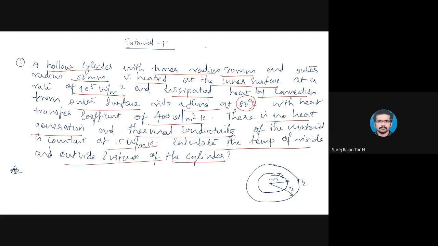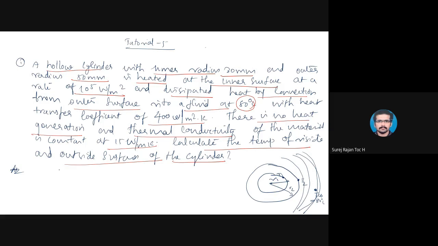Okay, that's clear. So T1 is the inside surface temperature and T2 is the outside surface temperature, and there is a surrounding fluid that is covering this hollow cylinder. That surrounding fluid has a temperature of T infinity, that is given in the problem, that is 80 degrees Celsius.